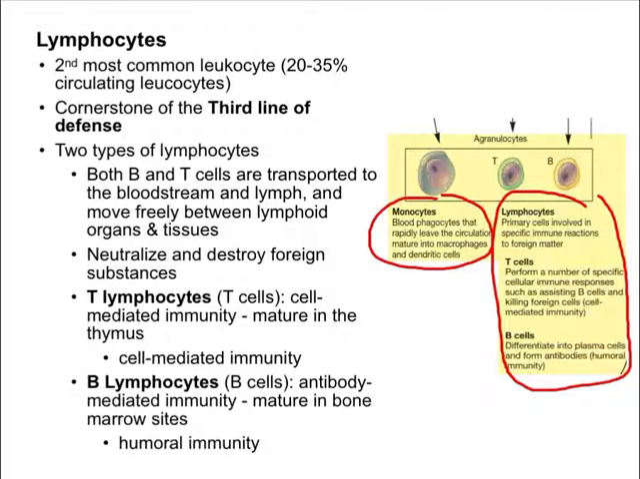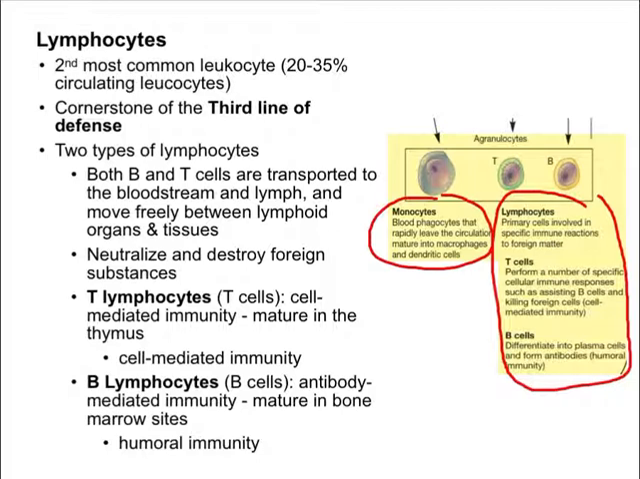Both B lymphocytes and T lymphocytes are transported in the bloodstream and the lymph, and they move freely between the lymphoid organs and tissues. They act to neutralize and destroy foreign substances. Now, the T lymphocytes are involved in cell-mediated immunity, and they mature in the thymus, so I remember them as T for thymus. The B lymphocytes, or B cells, are involved in antibody-mediated immunity, and they mature in the bone marrow. I remember them as B lymphocytes, B for bone, where the marrow is.